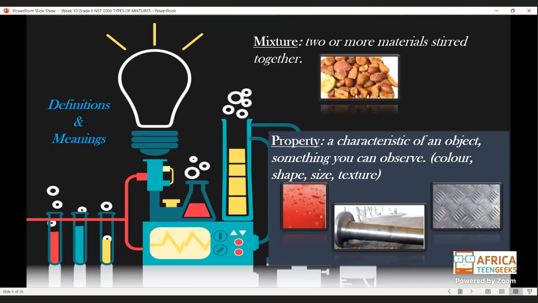All right. So property. Property is a characteristic of an object, something you observe. For example, the property of an object could be its color, something about its size, the shape, and the texture.